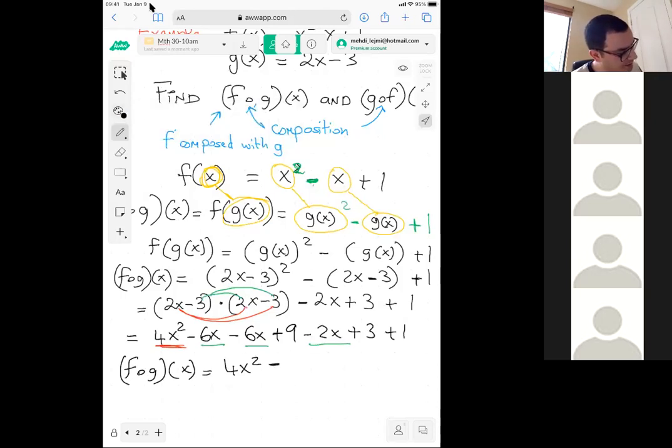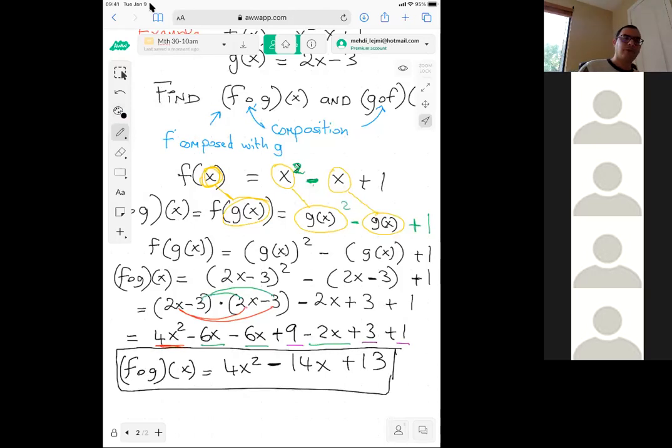So that's minus 14x. Now the constant, we have plus 9 and plus 3. That will be plus 12, plus 1. That will be plus 13. So plus 13. All right. So that will be the final answer. That will be f composed with g.